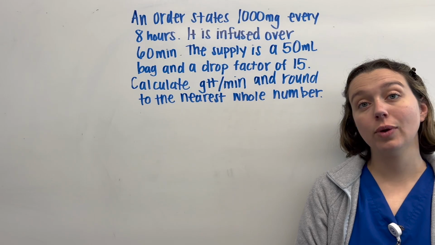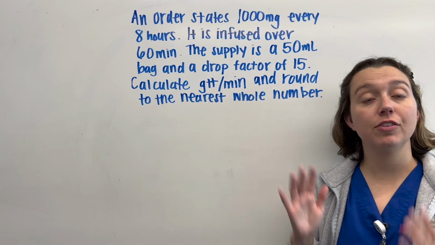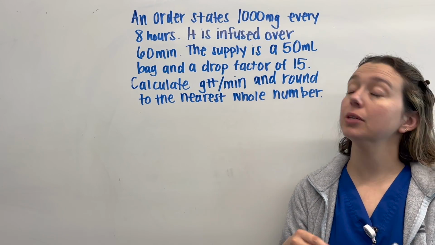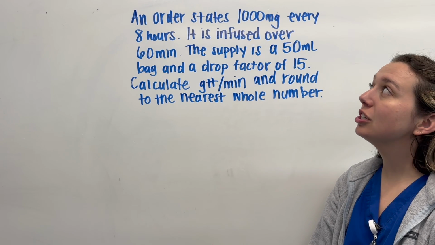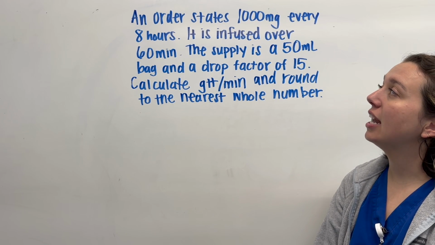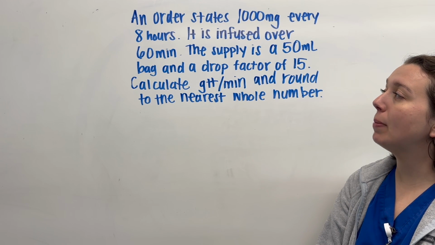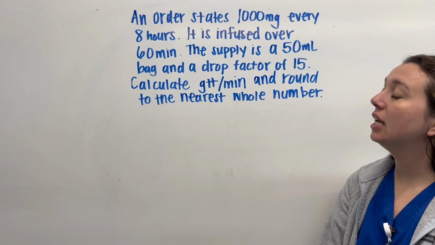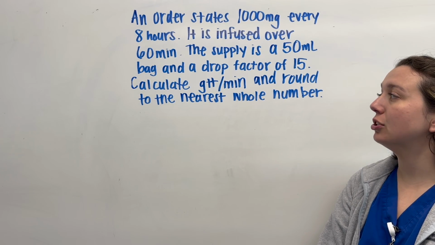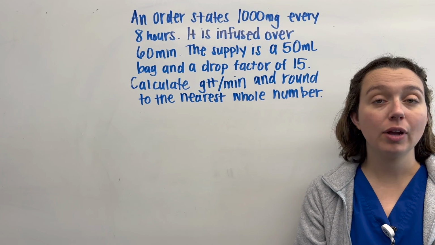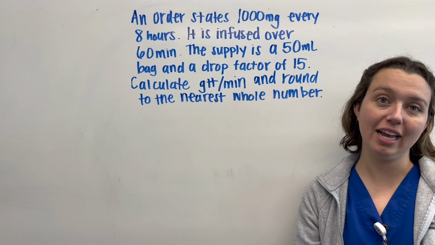Okay, so for this next question, we're going to show you the question, give you some time to work on it, and then we'll work on it together. So the question says, an order states 1,000 milligrams every 8 hours. It is infused over 60 minutes. The supply is a 50 ml bag and a drop factor of 15. Calculate drops per minute and round to the nearest whole number. So now we'll give you guys a chance to work on it, and then we'll work on it together.